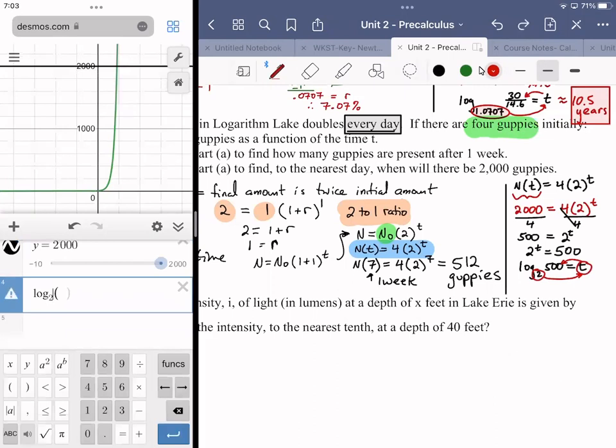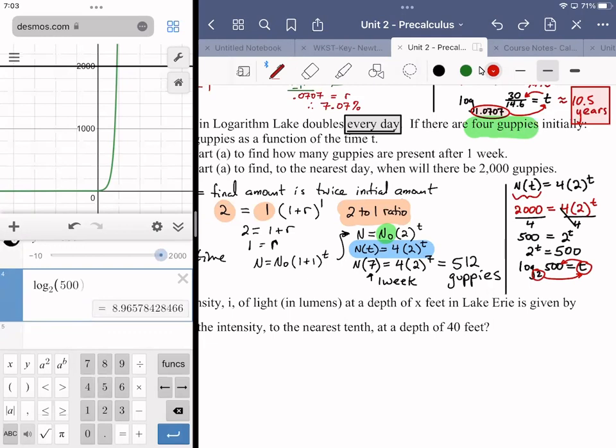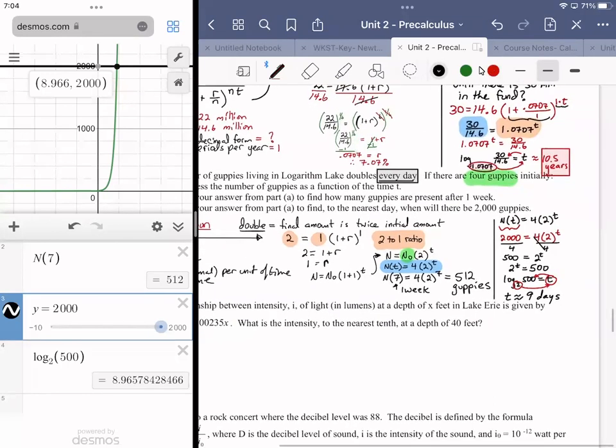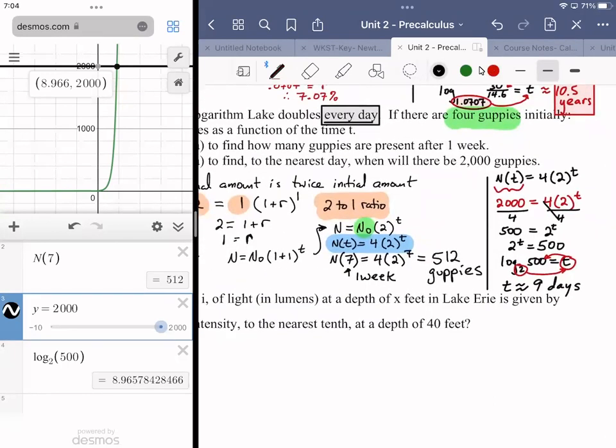Little subscript of 2 of 500. And we see that we get that same decimal value, about 8.966. It says round to the nearest day. T's in days. So T would be approximately 9 days. So it'd be 9 days before we're overrun with guppies.